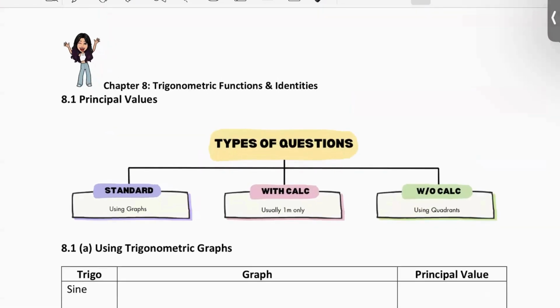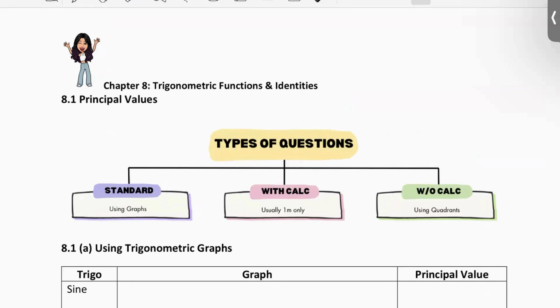Principal values, one of the portions in trigonometry that is extremely confusing for many people. When we look at principal values, it's actually not difficult, because most of the time in exams you will only notice that it's a 1 mark question. A 1 mark question means you usually don't have to use a lot of brain power or a lot of skills. You can probably just use whatever is given in the question.